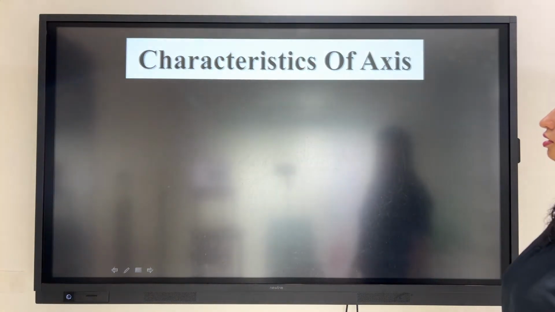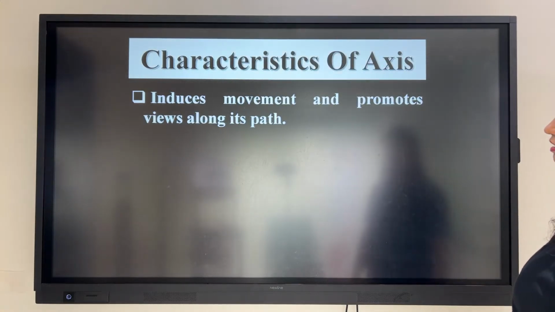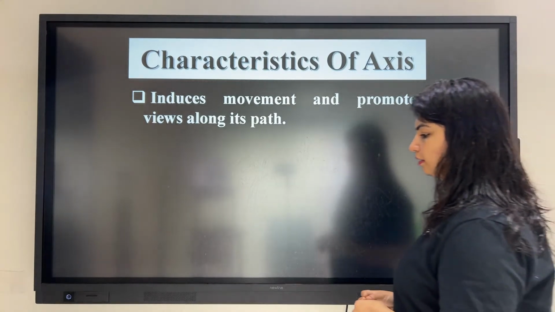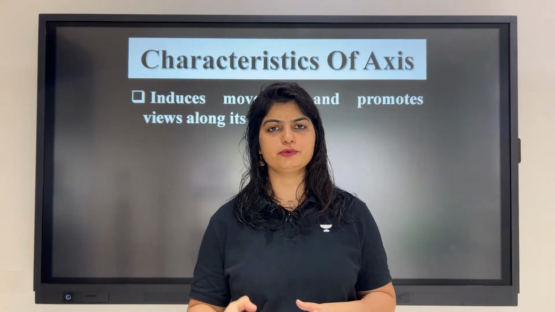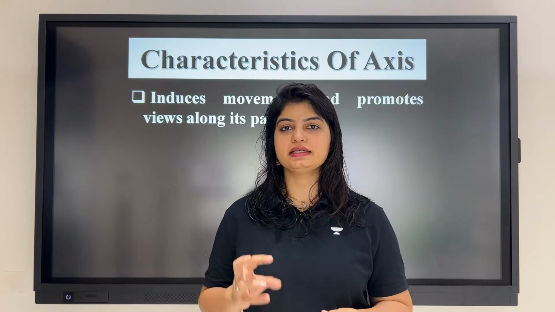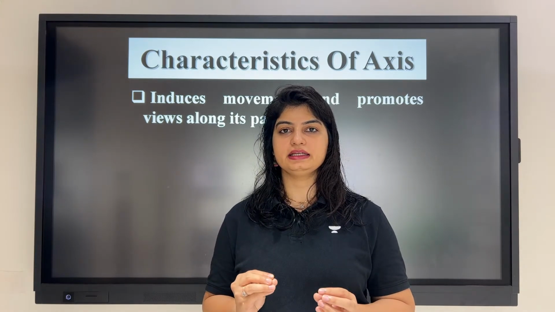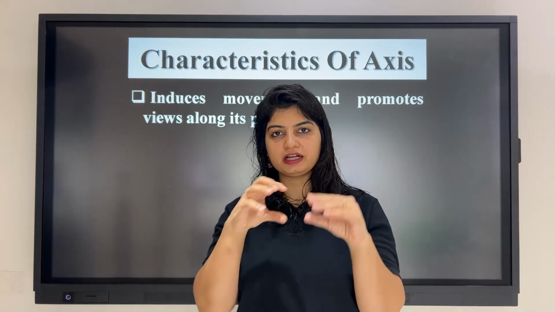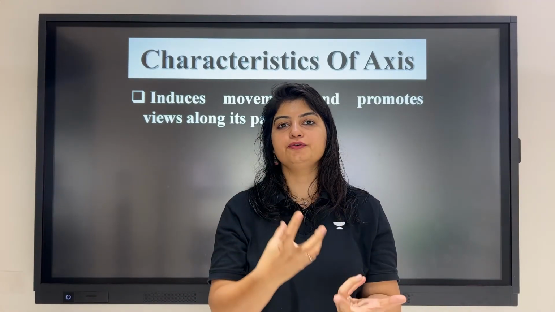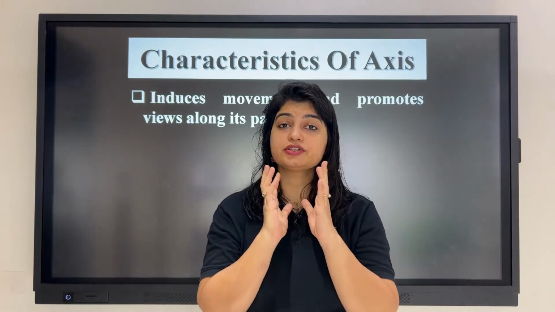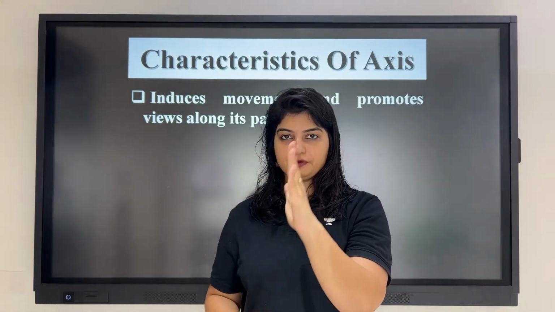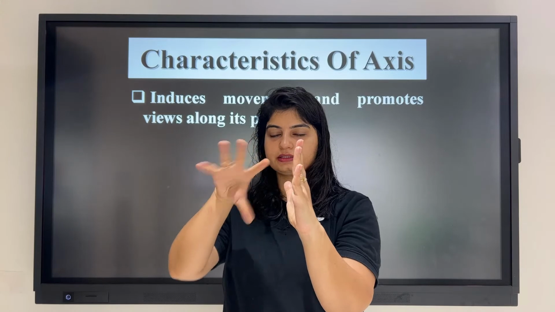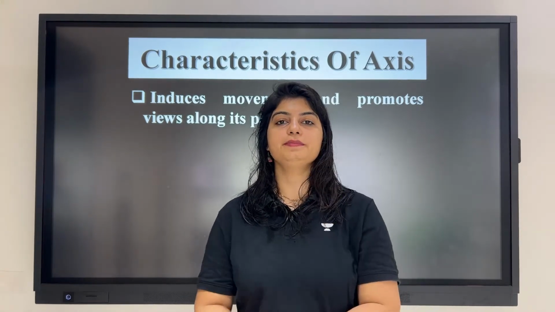Got it? So what are the characteristics of an axis? It induces movement and promotes views along its path. Meaning, if we go ahead with the design considering the axis, what will it help us with? With the help of an axis we get a path along which we want viewers to walk, right? If the axis is in this direction, and we are focusing on the shapes and forms around it, we want the viewer to view it like this, right? So that is the main purpose of putting an axis.